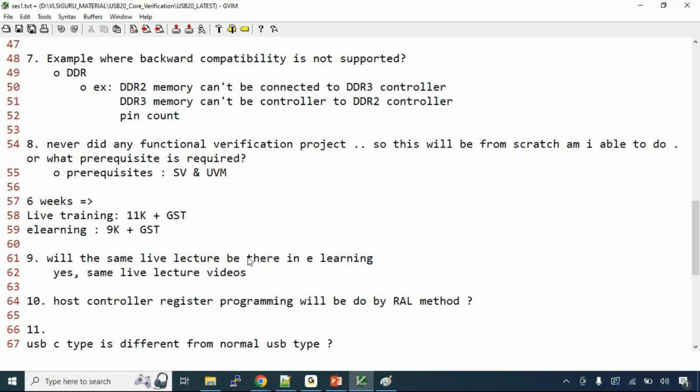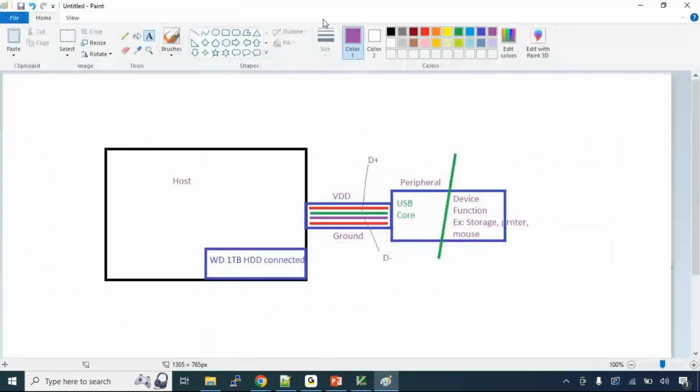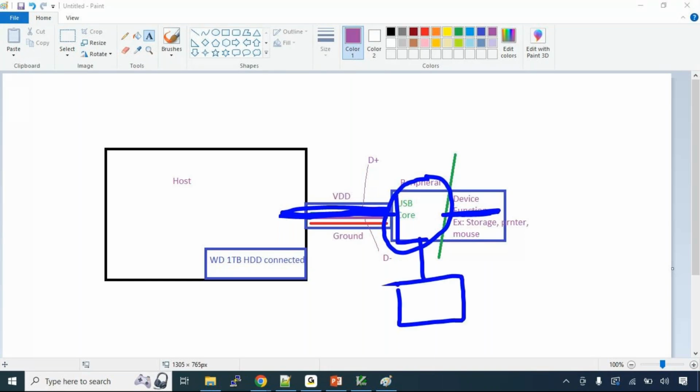Next, host controller register programming will be done by the RAL method. See here, our DUT, our design under test, is not the host controller. Our design under test is in our verification. This is our DUT. The DUT has the UTM interface, the host interface, the function interface, and one memory interface. So my host will have three interfaces: one with the host, one with the device function, and one with the memory. For this we'll be doing the programming through the RAL. We'll be implementing a register abstraction layer, a register model, through which we'll be programming the USB core.